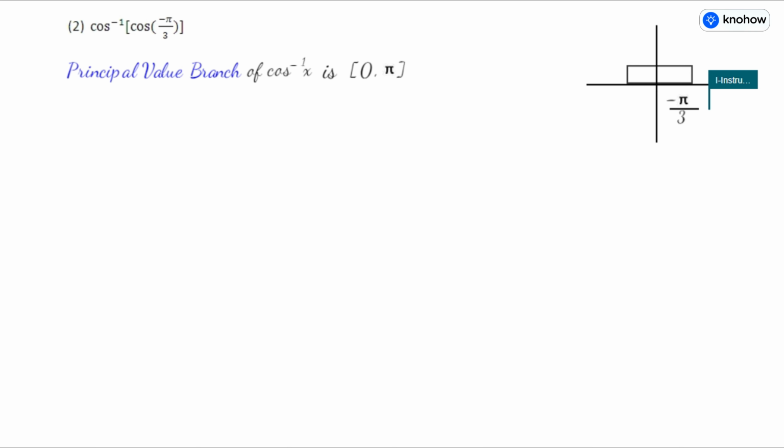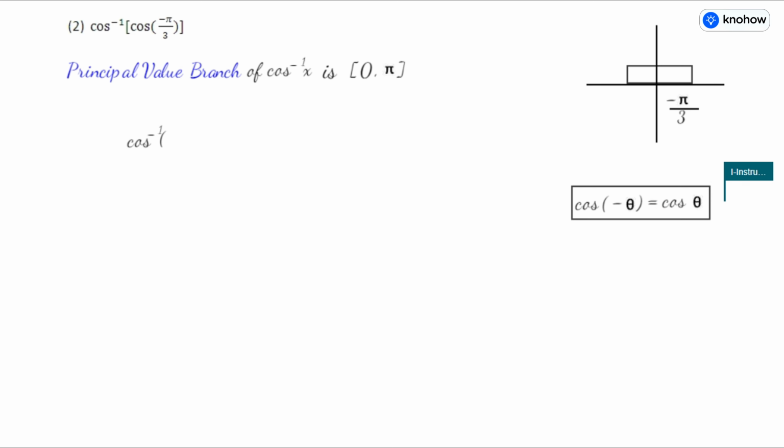So how to rectify? See, cos in the fourth quadrant is positive and cos of negative theta is cos theta. So I can write it as cos pi by 3. And now of course pi by 3 lies in the given interval 0 to pi. So we can write cos inverse of cos pi by 3 equal to pi by 3, as simple as this.